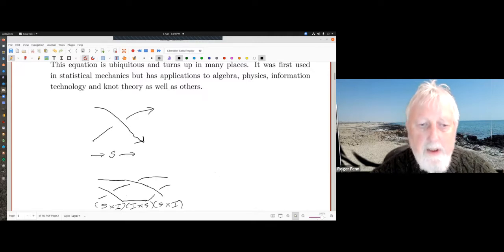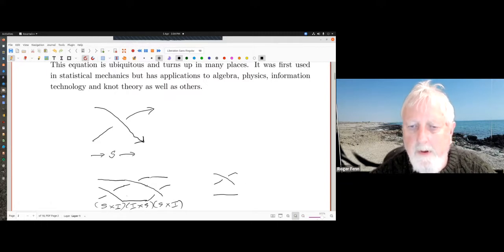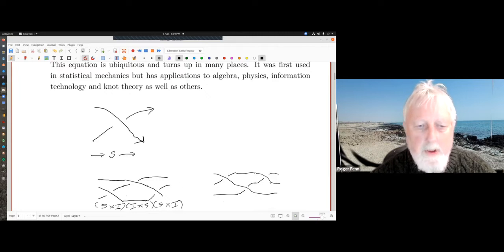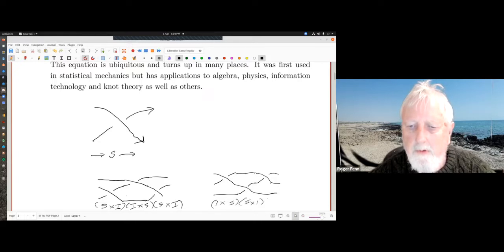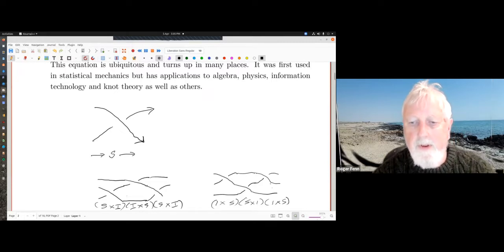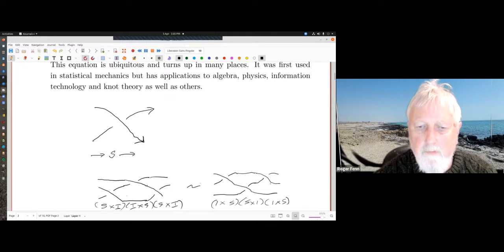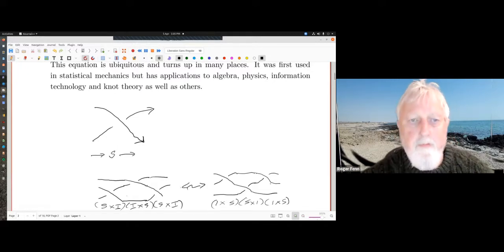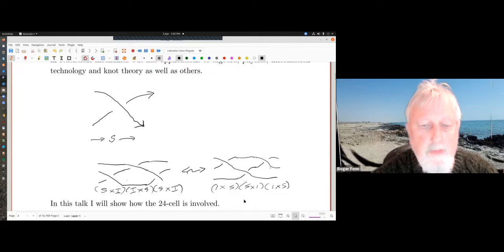Then I do it the other way around. So if I do a twist here and nothing here, and then I do the twist here, nothing here, and now I do the twist here, then you'll see that this is I cross S, S cross I cross S. And you see you can deform this arc here to this position here, so these are essentially the same. And that's the Reidemeister 3 move. And so that's why it's of interest to me.